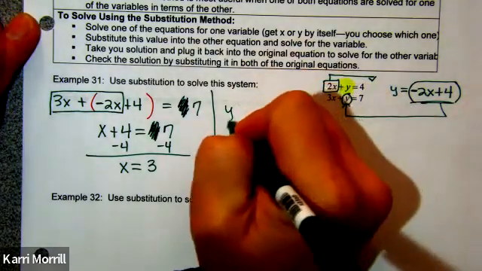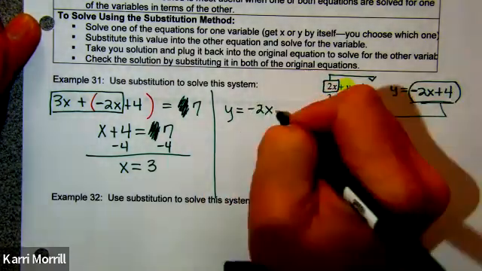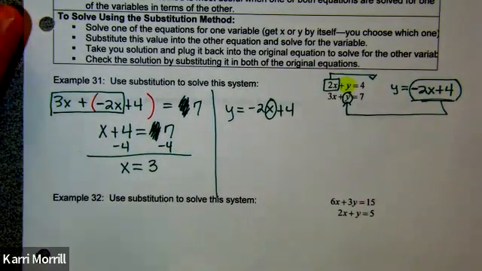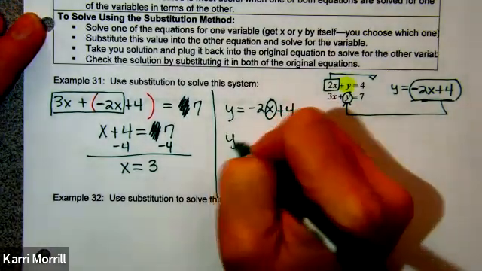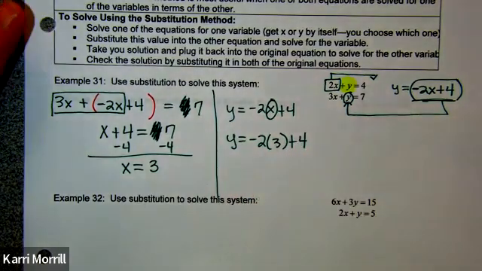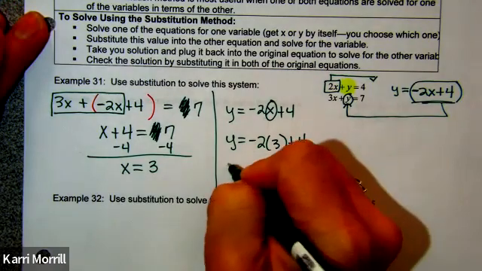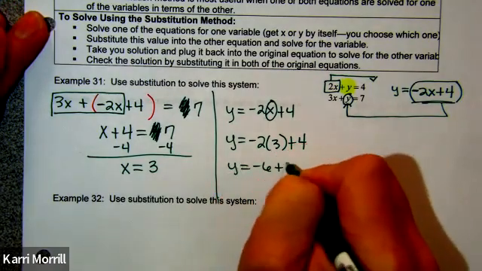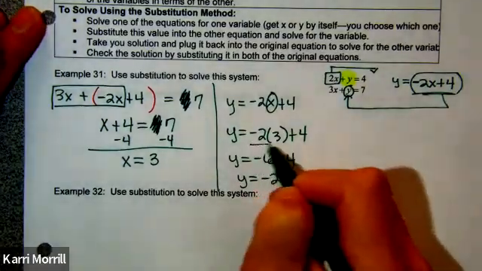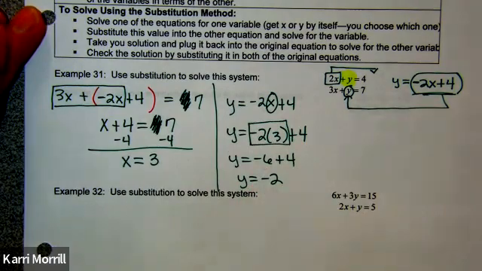You can even use the one where you rearranged it. I would take this y equals negative 2x plus 4, and I would replace my x now, and that will give you your y value. Y equals negative 2 times 3 plus 4. You can plug that into your calculator, but I'll go ahead and do the math for you. You have to multiply first, so you'll get negative 6. Plus 4 is negative 2.